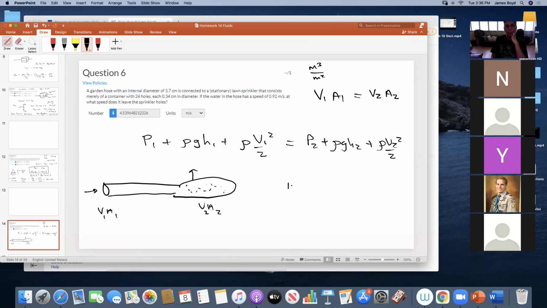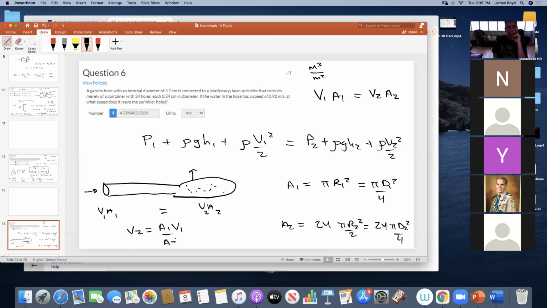The only trick here is that A1, we're going to assume is pi R1 squared or pi D1 squared over 4. And then what is A2? Well, A2, there are 24 little holes that are also round, okay? Or 24 pi D2 squared over 4. So there are 24 of these. Don't cancel anything yet. We want V2, and since these two things are equal, V2 is A1 V1 over A2.